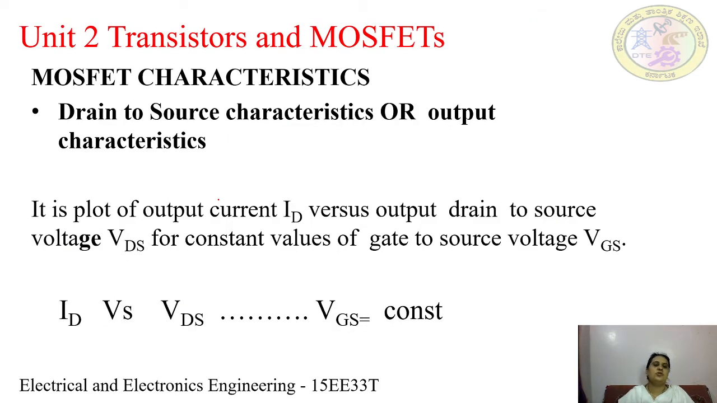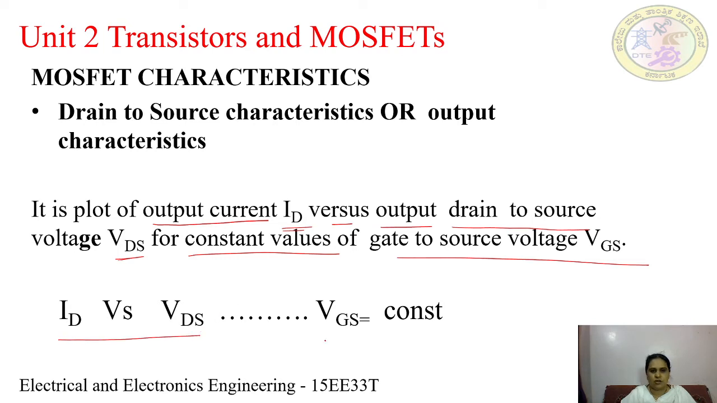So what are the output characteristics? It is defined as a plot of the output current, ID, versus the output voltage, VDS, the drain to source voltage, for fixed or constant values of VGS. Written as a statement: ID versus VDS for constant values of VGS. What is the meaning of this? Fixed or constant values of VGS.